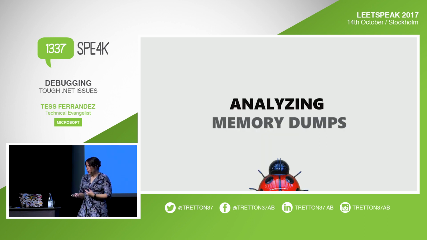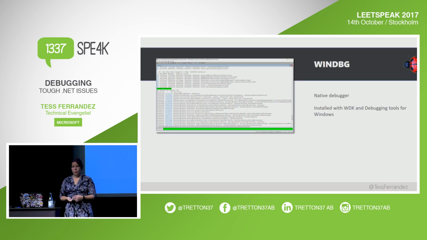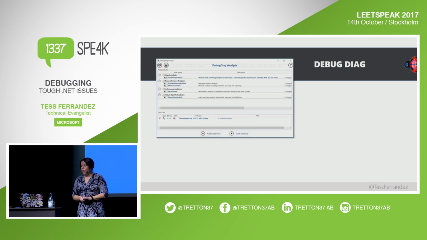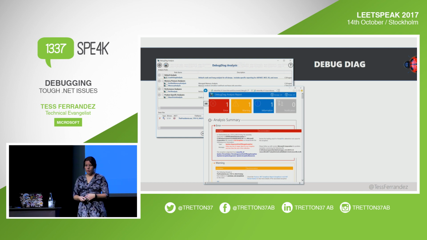Then we come to how you analyze memory dumps. We've seen one way with WinDBG. You probably already have it on your machine because it's installed with any Windows developer kit. But now you can also get it from the store, and when you get it from the store, it now has ribbons, so it's a lot more usable. I don't know why they did that. Or you can use debug. Debug is not only a tool for creating memory dumps, it's also a tool for analyzing memory dumps.